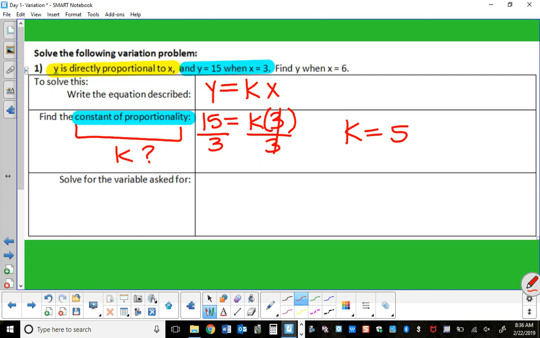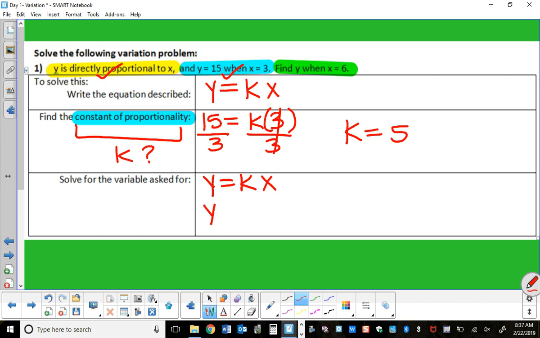Okay? We are not finished. All we did was we made our equation. That was step 1. We found our constant. That was step 2. The last step is to find our final answer based on the variable they are asking for. They're saying find y when x is 6. If you don't do this step by step, and you're trying to find y when x is 6 and you don't know k, then you're stuck because you can't solve for a variable if you have 2 variables left.